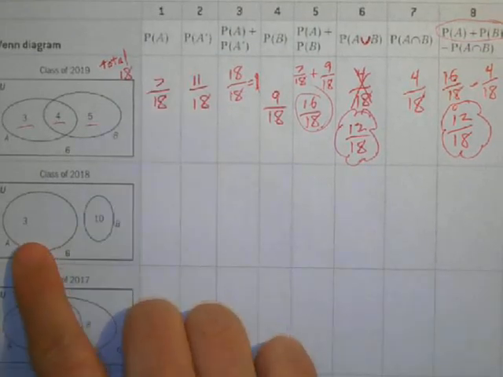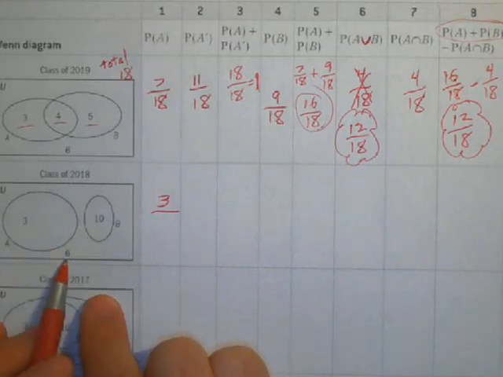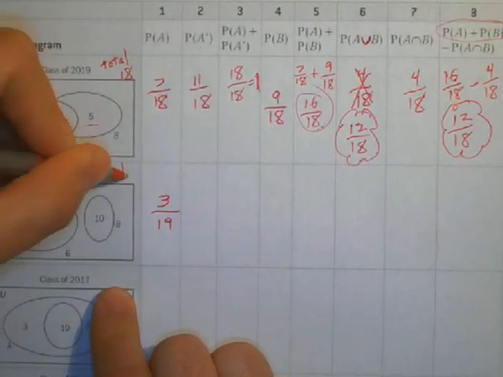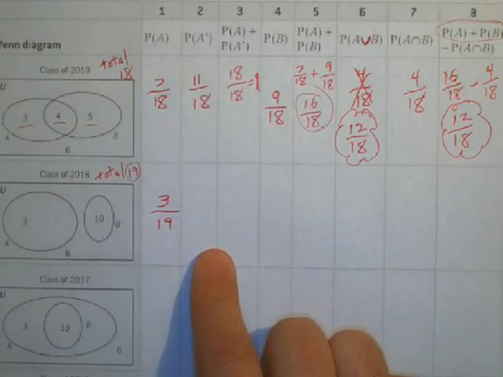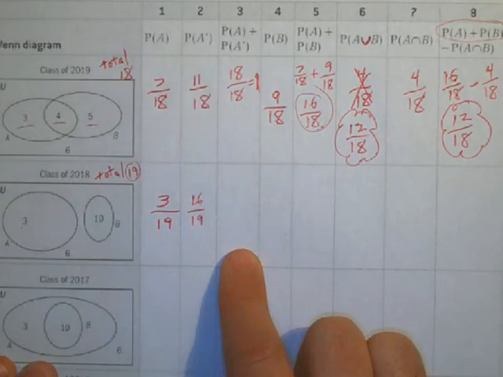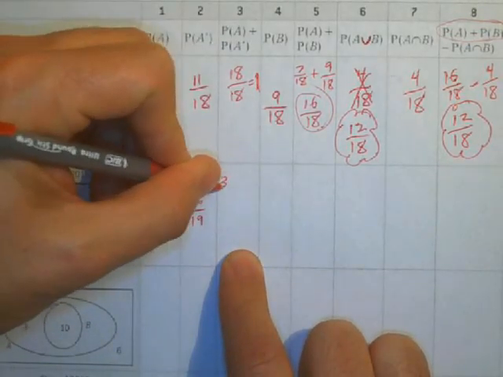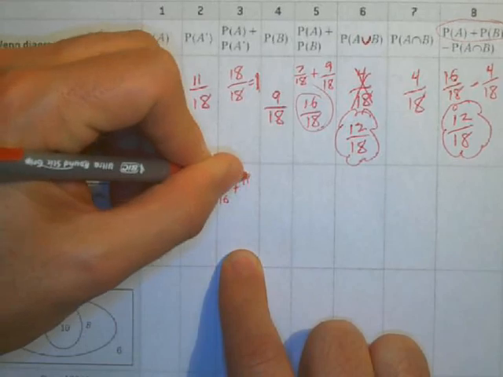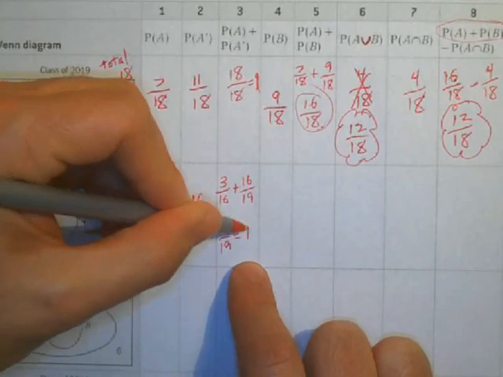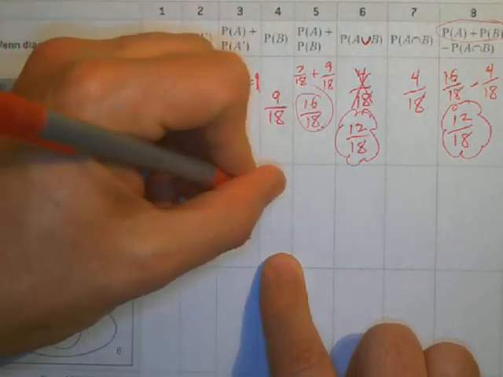Probability of A is 3 over, 10 plus 3 plus 6 is going to give me 19. My total is 19. Probability of not being in A is 6 plus 10, which is 16 over 19. If I add these two together, we get 3 over 19 plus 16 over 19. That's going to give us 19 over 19. Wow, that adds up to 1, doesn't it? Probability of B is 10 over 19.